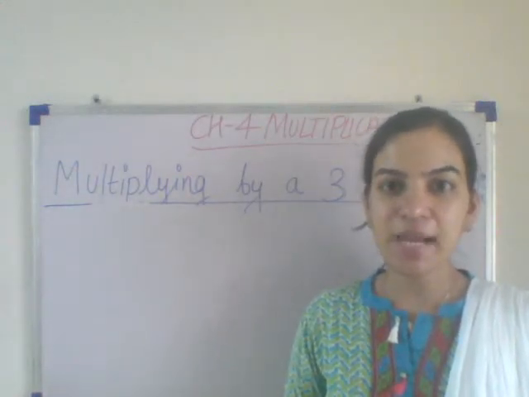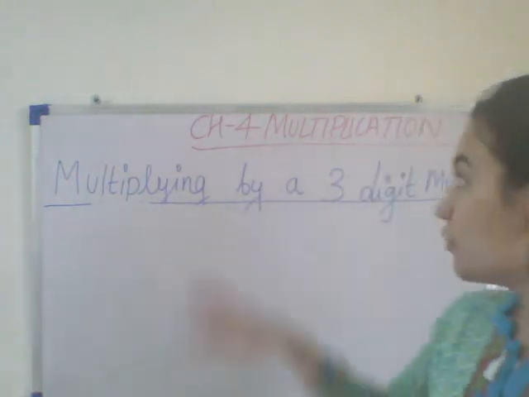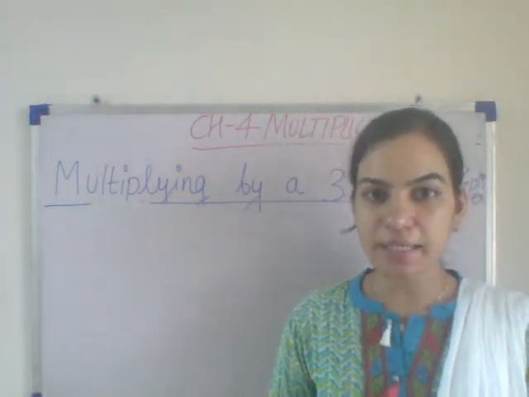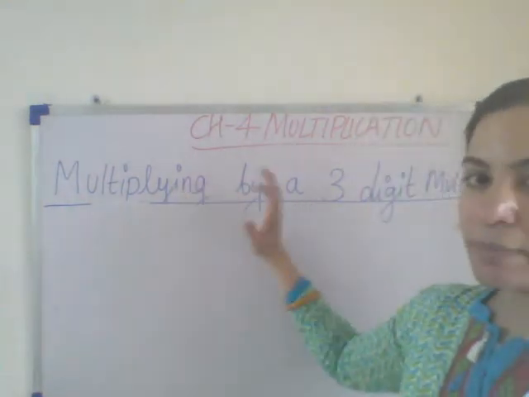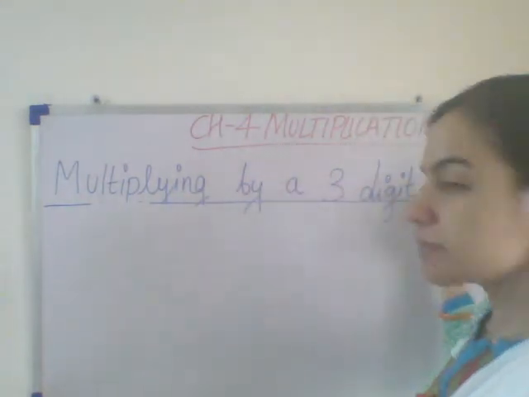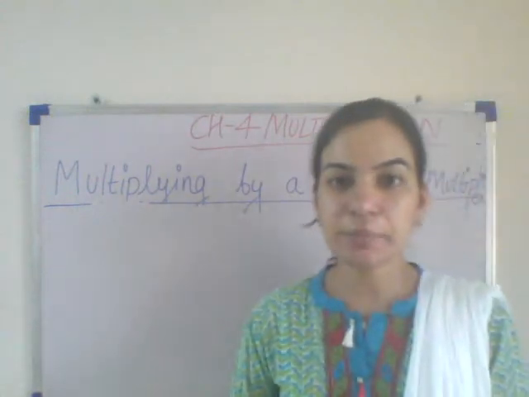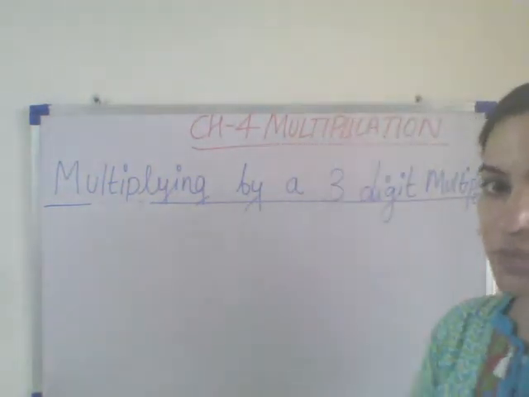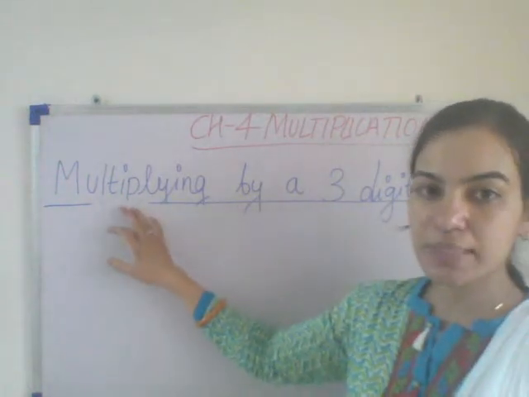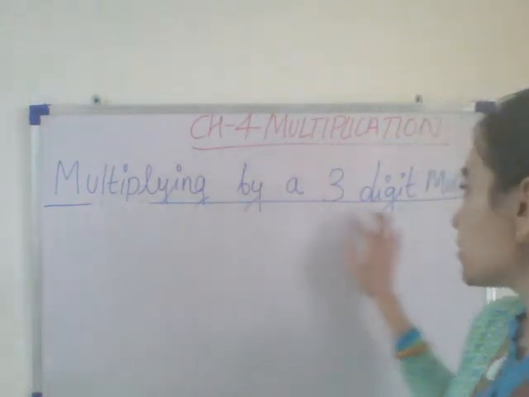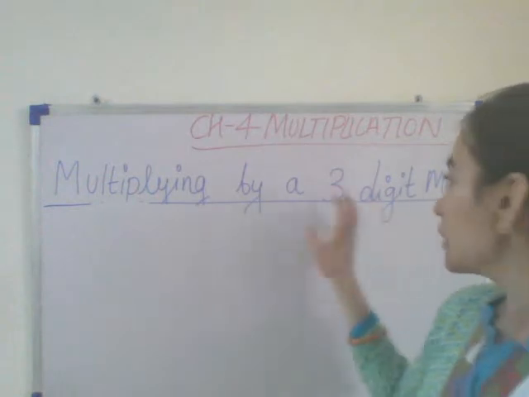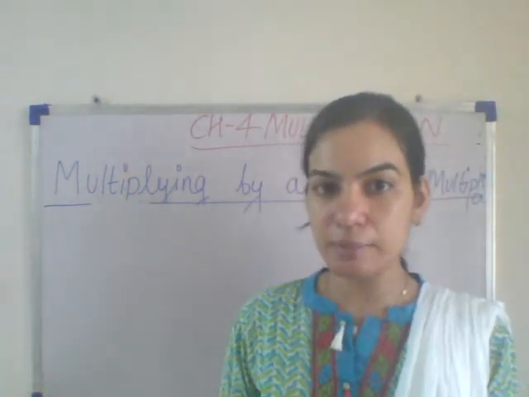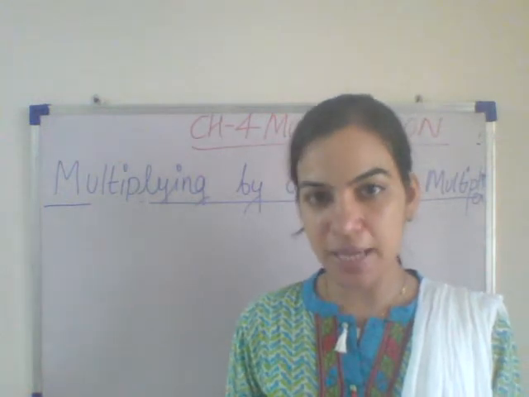Today we will be continuing chapter number 4, multiplication. In today's class I will be explaining multiplying by a 3-digit multiplier and will be doing word problems related to multiplication. So let us first start with multiplying by a 3-digit multiplier. What is a multiplier? A number that multiplies the other number is called a multiplier.